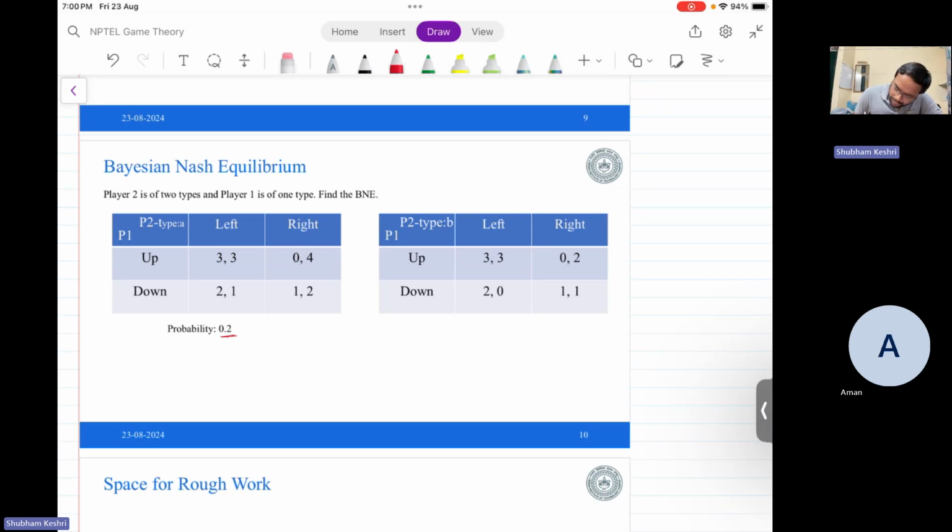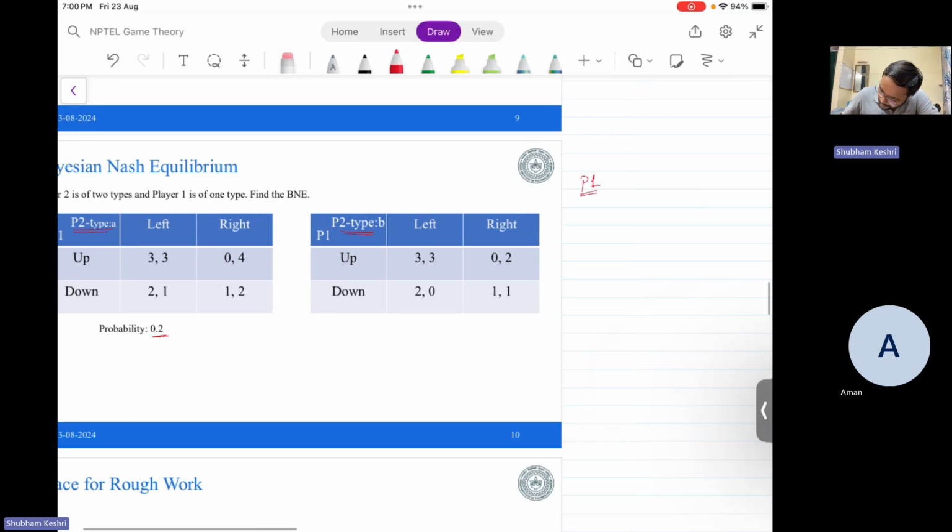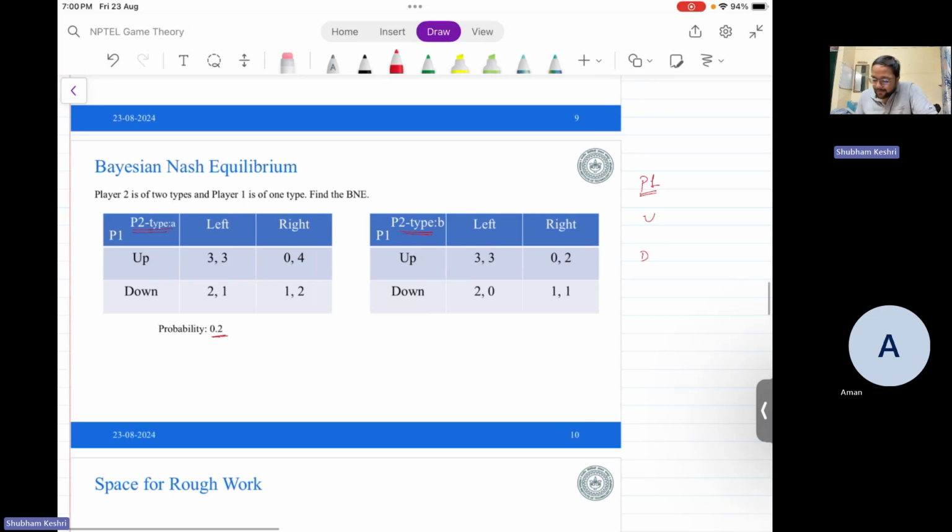Now make note that we have two types of player 2. When we have two types of player 2, player 1 is uncertain of the type of player 2. Therefore, we'll find out the expected utility of player 1 and not player 2. Player 1 has action set up and down. Let us first find out the best responses of player 2, because player 2 will exactly know if he is of type A or type B.